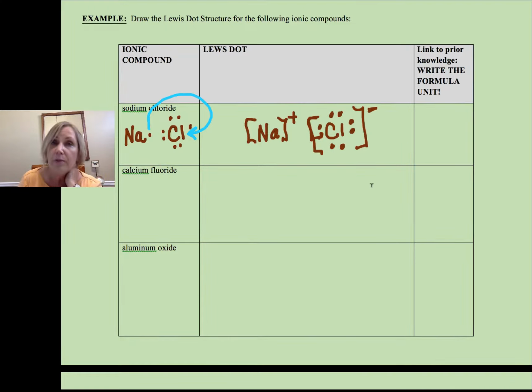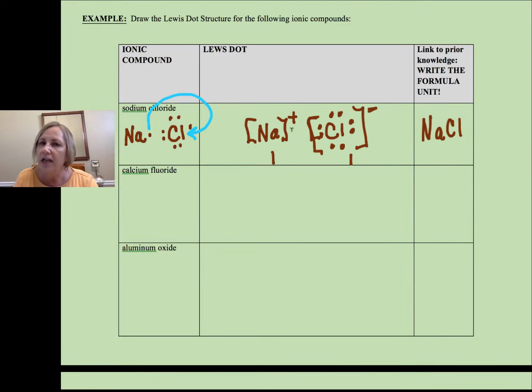Now, the least common multiple of 1 and 1 is 1. So I need one of these, I need one of those. So one positive ion, one negative ion, and that's why the formula unit is written as NaCl. We've got to balance charges.